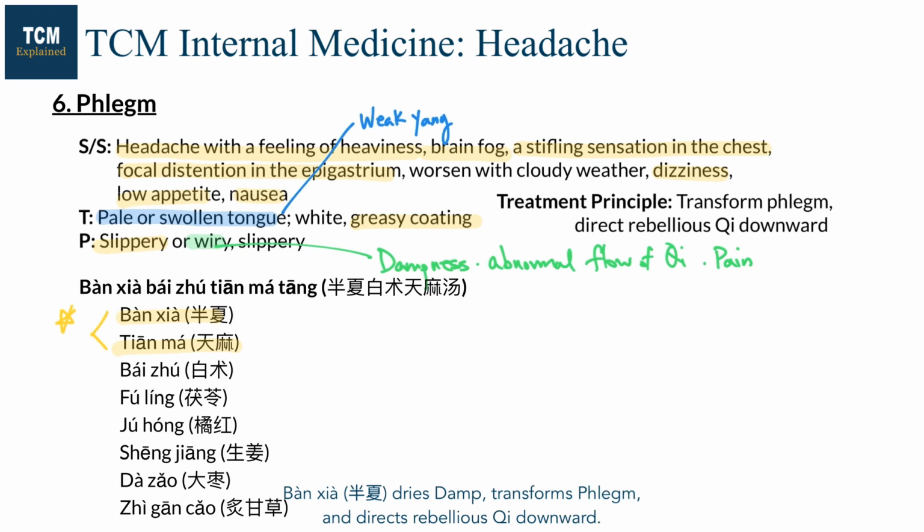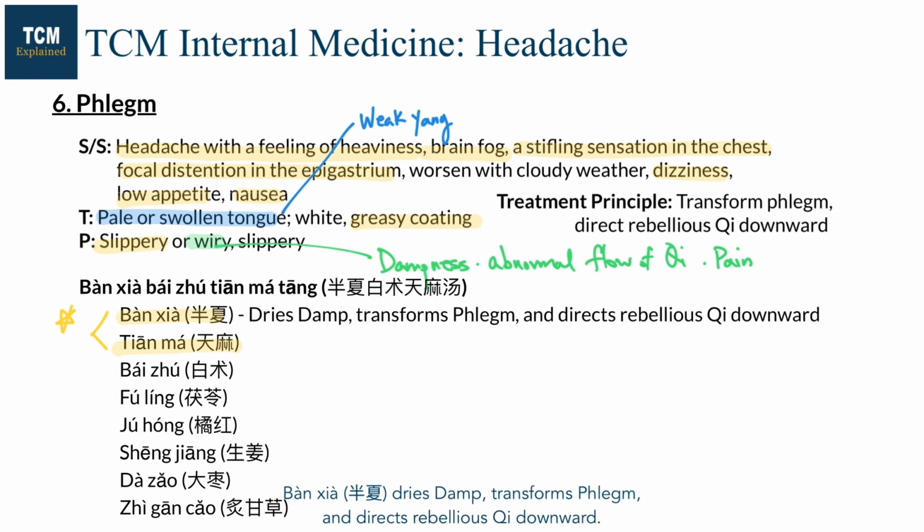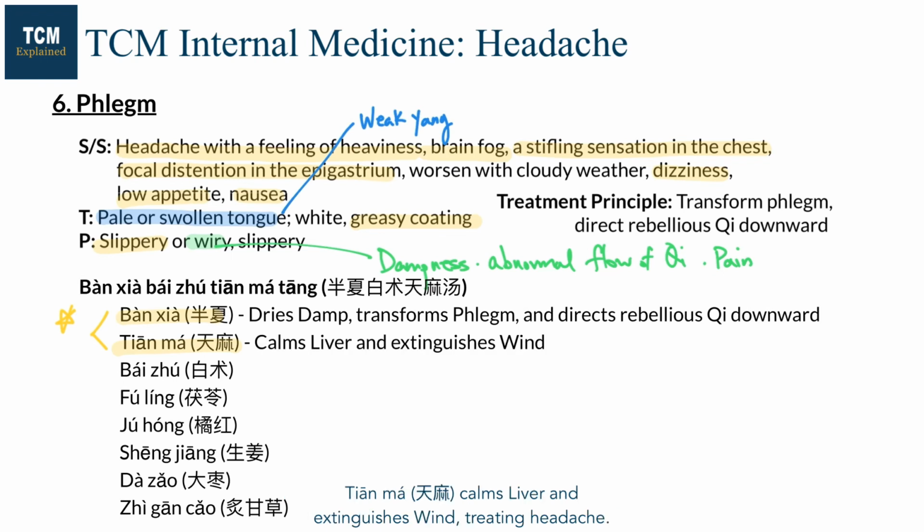半夏 dries damp, transforms phlegm, and directs rebellious qi downward. 天麻 calms liver and extinguishes wind, treating headache. As we know, spleen and stomach are the origin of the phlegm. We use 白术, 茯苓, 生姜, 大枣, and 炙甘草 to tonify spleen and stomach.